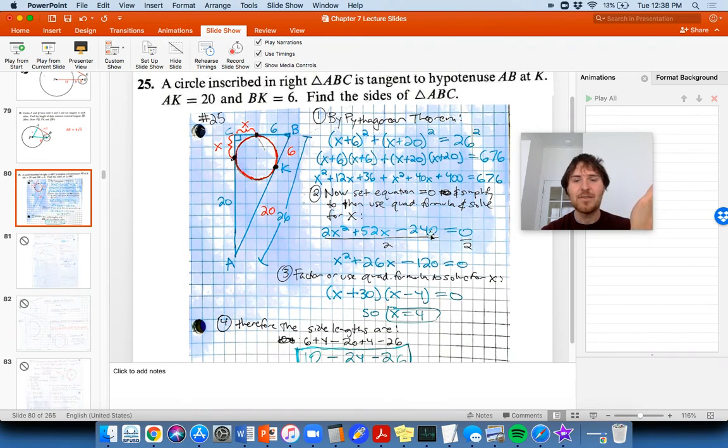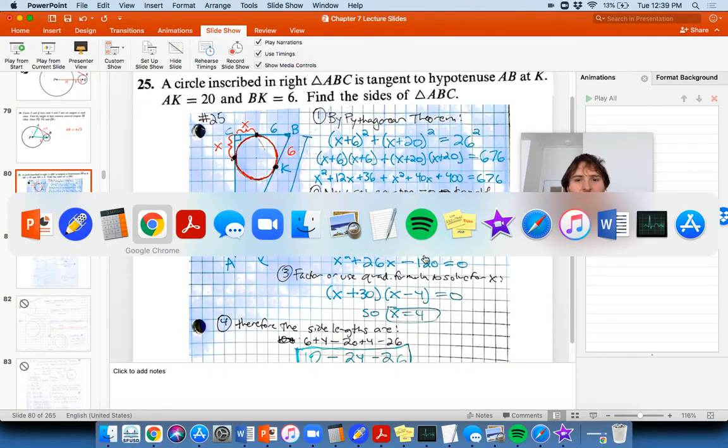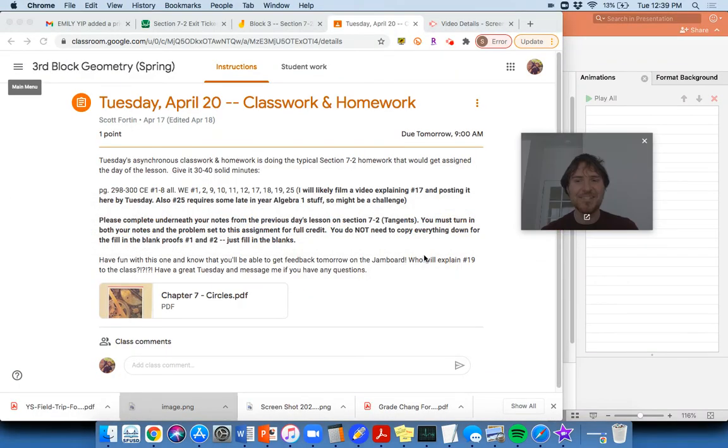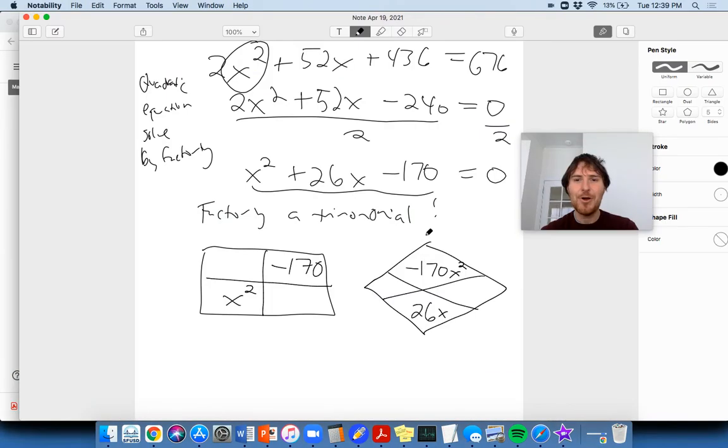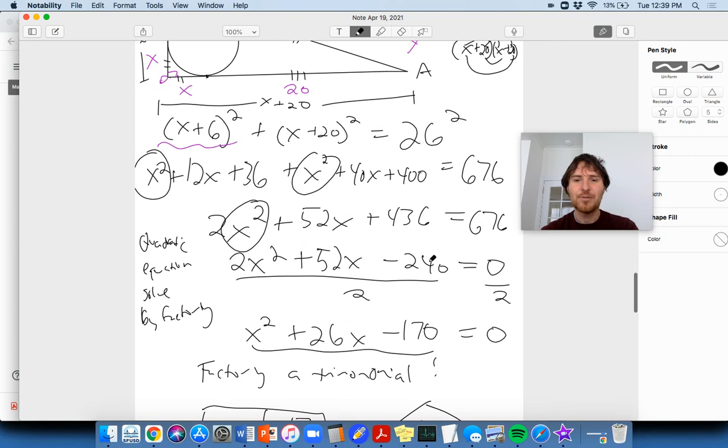Oh, wait. When I divided by 2, did I not? Wait, hold on. Negative 240. 20 times 20 is 400, so that should have been 436. Did I subtract wrong? Yeah, 240 is right there. Oh, I didn't put 170. It should have been 120. Okay, there it is. That's my mistake here.